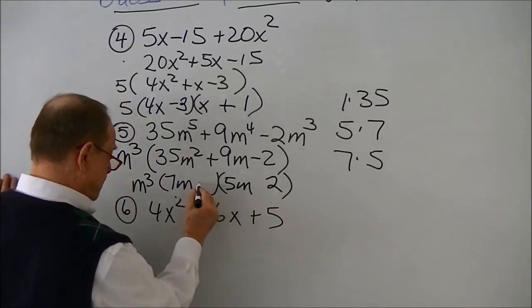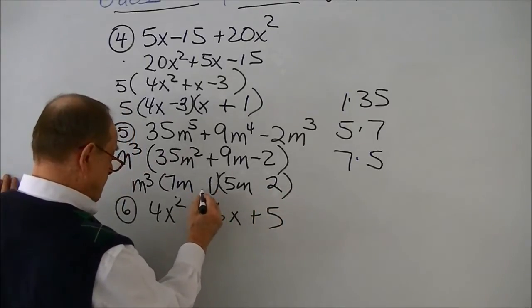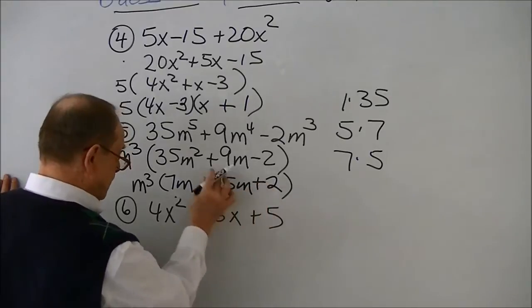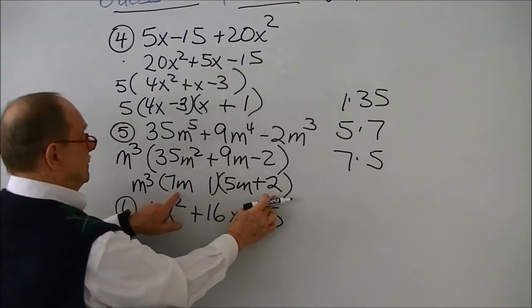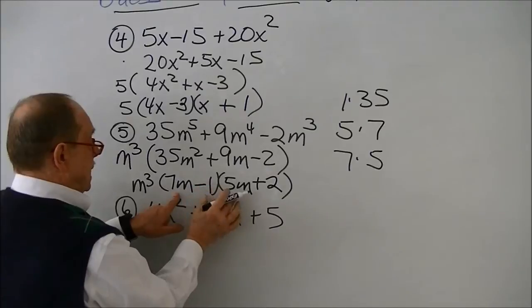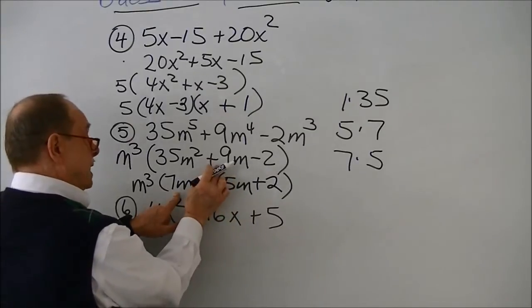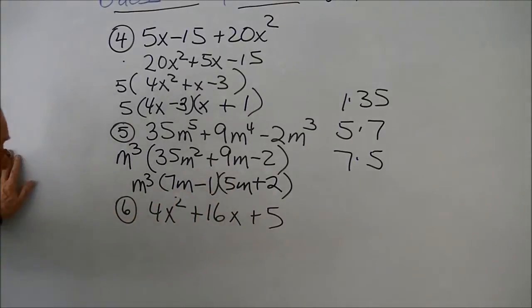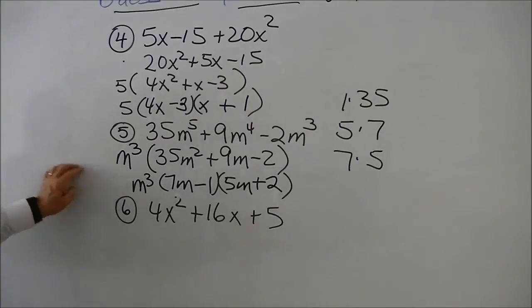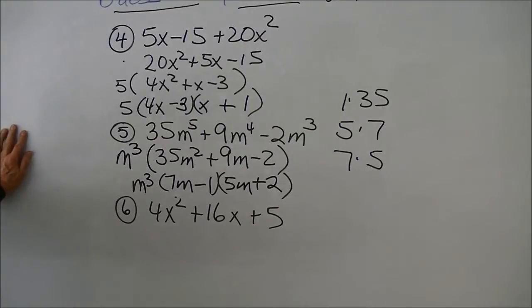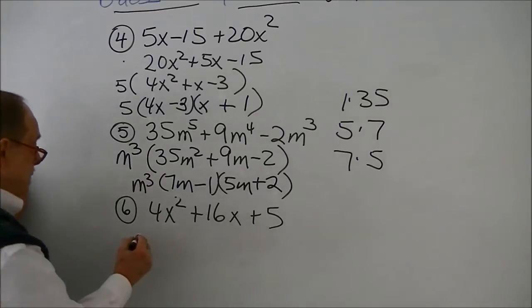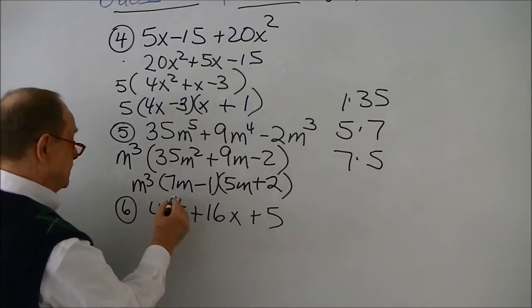I need this to be a positive here to give me my positive 14m, a negative 5m that add up to a positive 9m. This is it. Okay, this next one, no common factor, but this one's all set up.